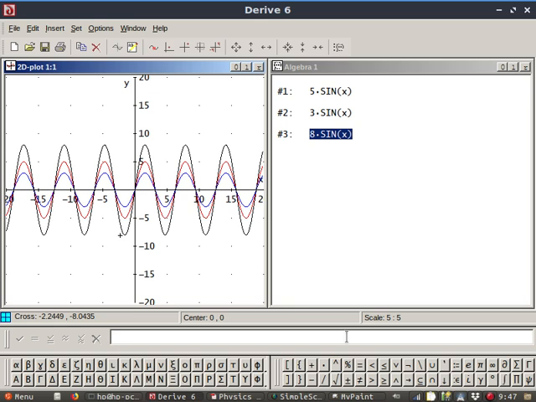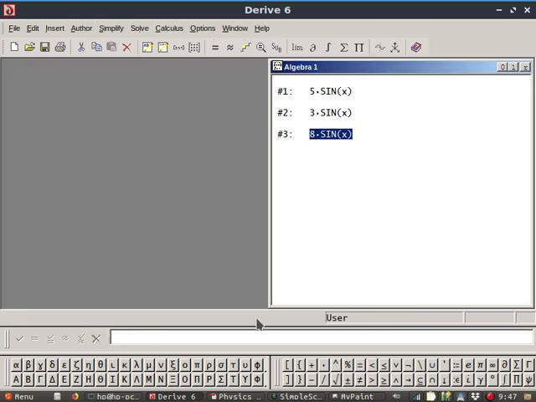Watch. 5 sine x, let me clear that. 5 sine x, oh, I hope I get this right, plus 3 sine x minus pi over 2. So this has amplitude 5, this still has amplitude 3. All I've done is move them a little bit apart. Now if I draw this, whoops, it's gone. 5 sine x plus 3 sine x minus pi over 2.